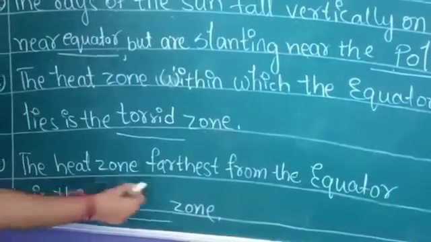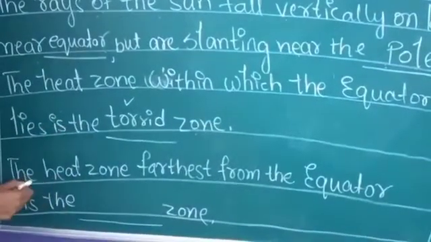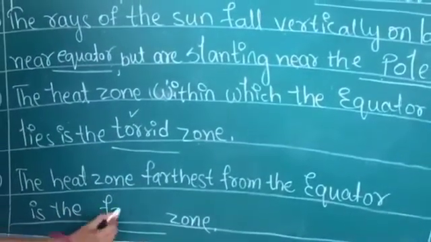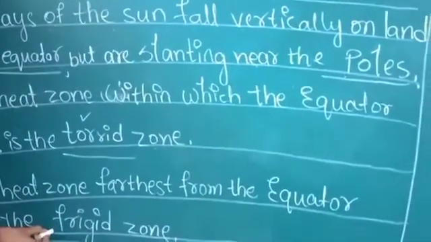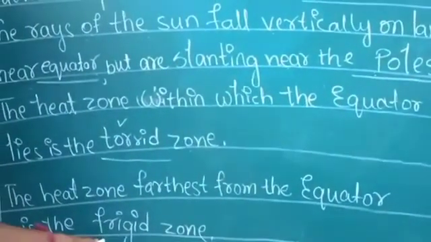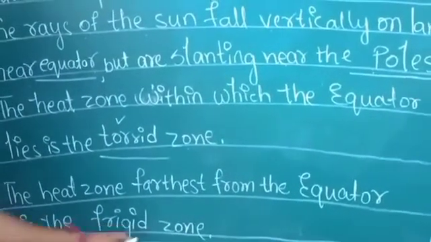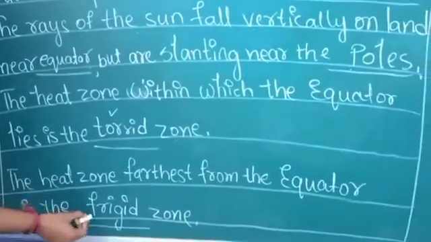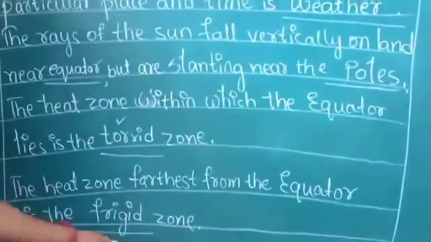The heat zone farthest from the equator. Here near the equator is the torrid zone. But they are asking now the heat zone farthest from the equator, which means it is the frigid zone. In the frigid zone it is very cool, no? F-R-I-G-I-D, frigid. The frigid zone is very cool and it is covered by snow. We know now why, because it is far from the equator. The heat zone that is farthest from the equator is the frigid zone.